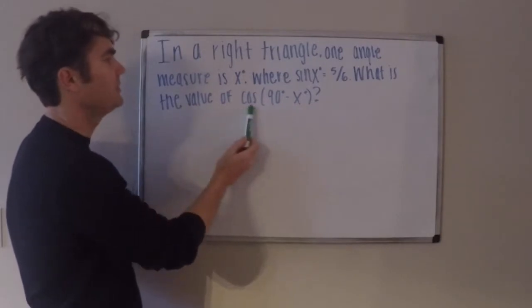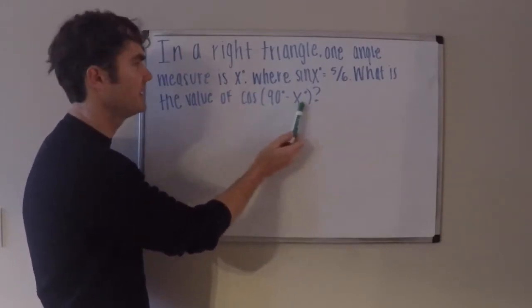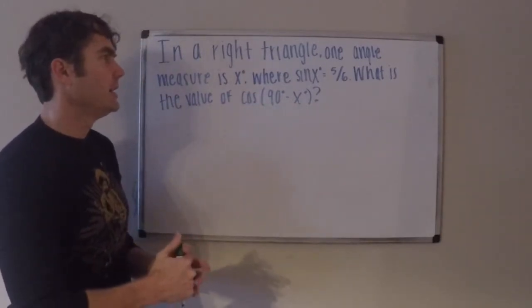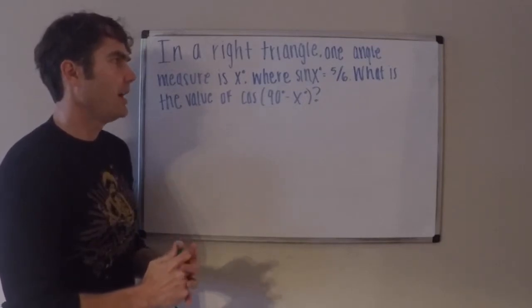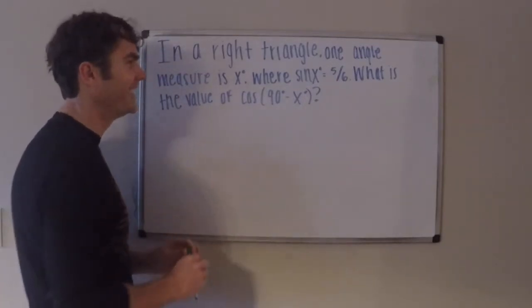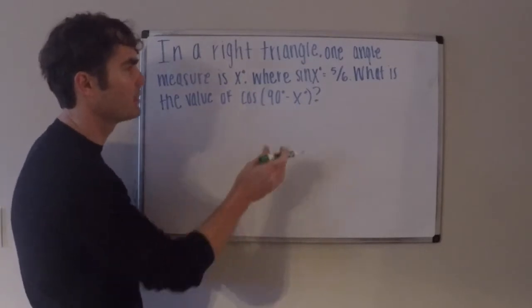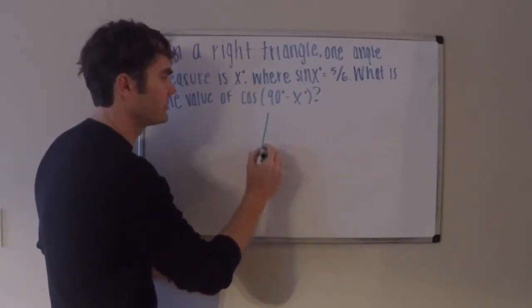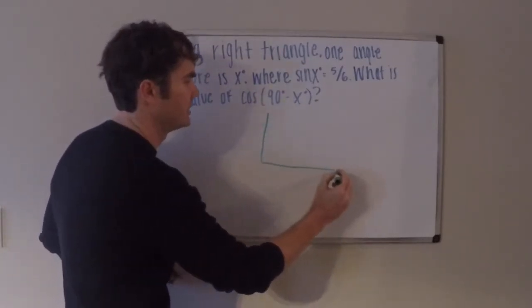So today's question: in a right triangle, one angle measure is x degrees, where sine x equals 5/6. What is the value of cosine of 90 minus x? Now, this problem gives some people some problems. It's a little difficult, but we're being tested on our trig, so let's draw a right triangle.